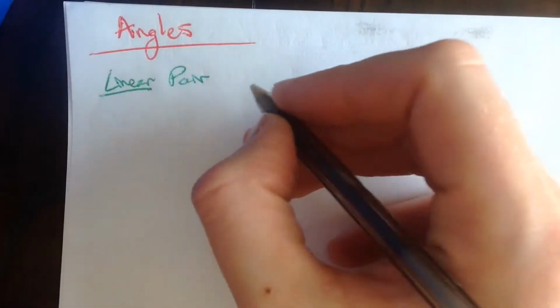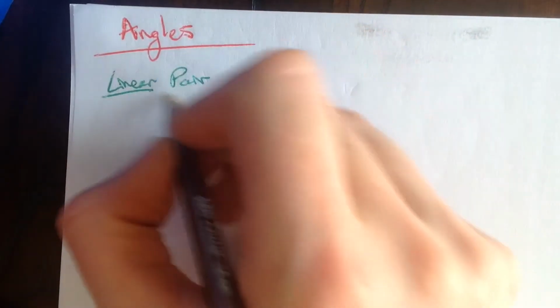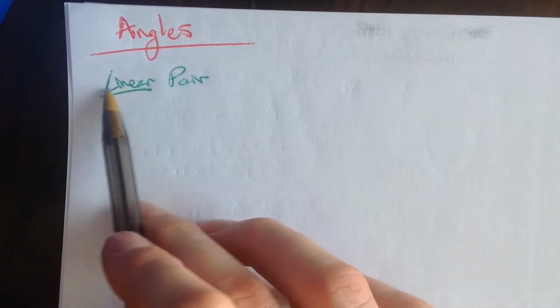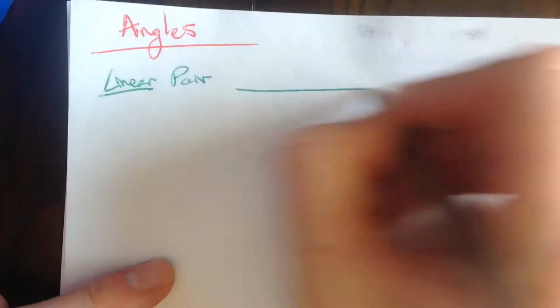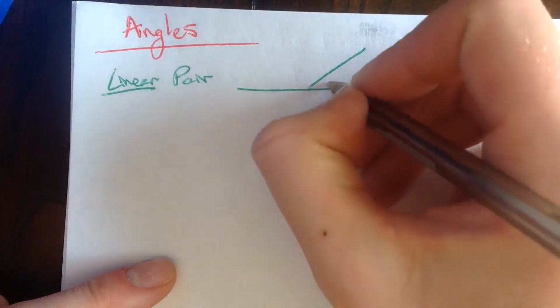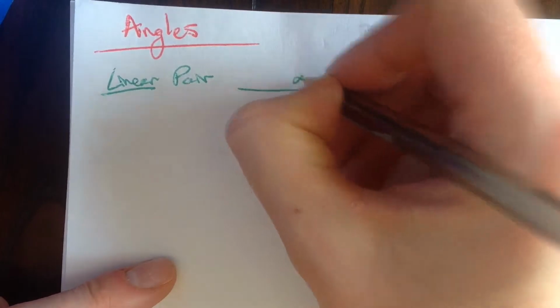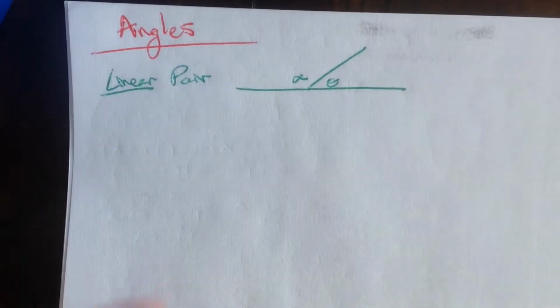So there's a couple different things when we talk about angles that we can talk about. The first being what's called a linear pair. And if we notice, the word linear contains the word line in it. So anything that forms a pair or a set of two that makes a line is a linear pair. So for example, these two angles right here, alpha and theta, would form a linear pair.